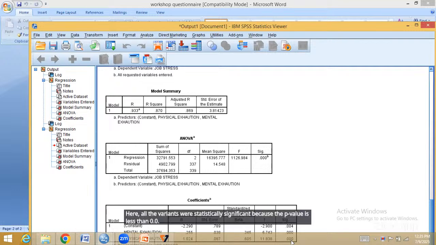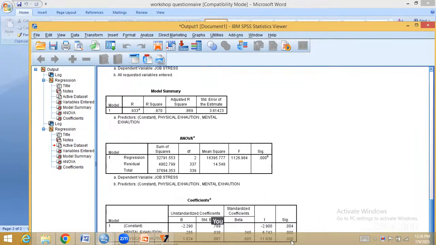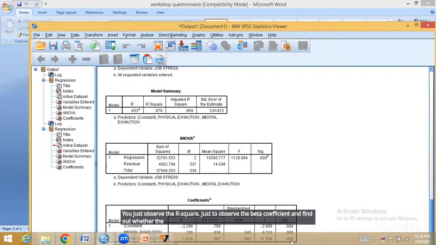So this is the application of multiple regression for predicting the impact and the influence of certain independent variables on a dependent variable. You just observe the R square, just observe the beta coefficient, and find out whether the t values are statistically significant or not.